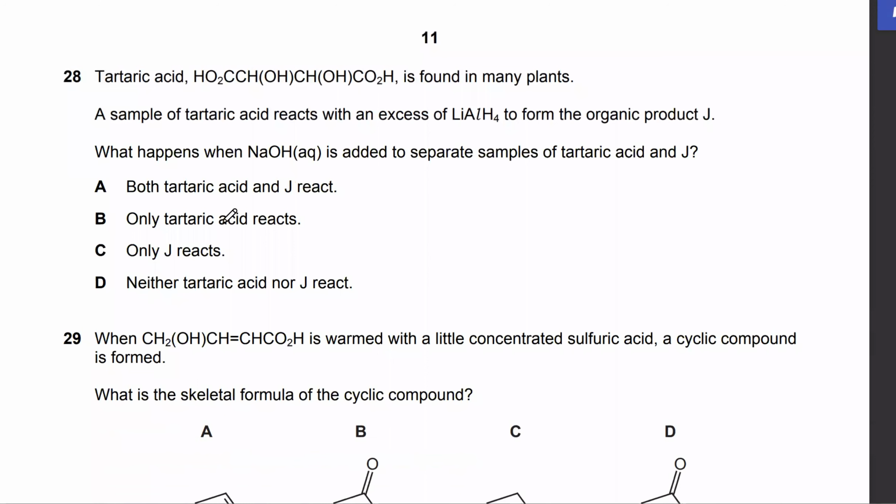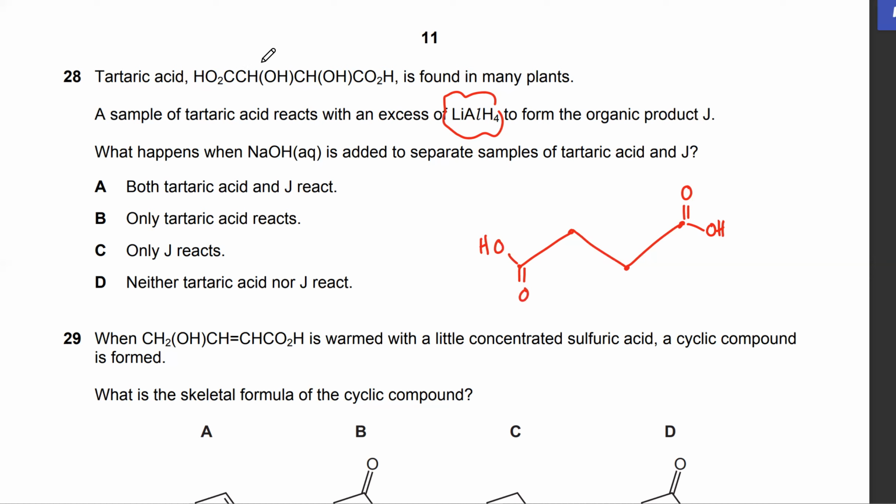You've got a sample of tartaric acid that reacts with an excess of LiAlH4. What did we study? That a carboxylic acid will convert to OH, and an aldehyde also, to form the organic product J. So let's draw this molecule. How many carbons? 1, 2, 3, and 4. At the ends, this end is a carboxylic acid, and that end is also a carboxylic acid.